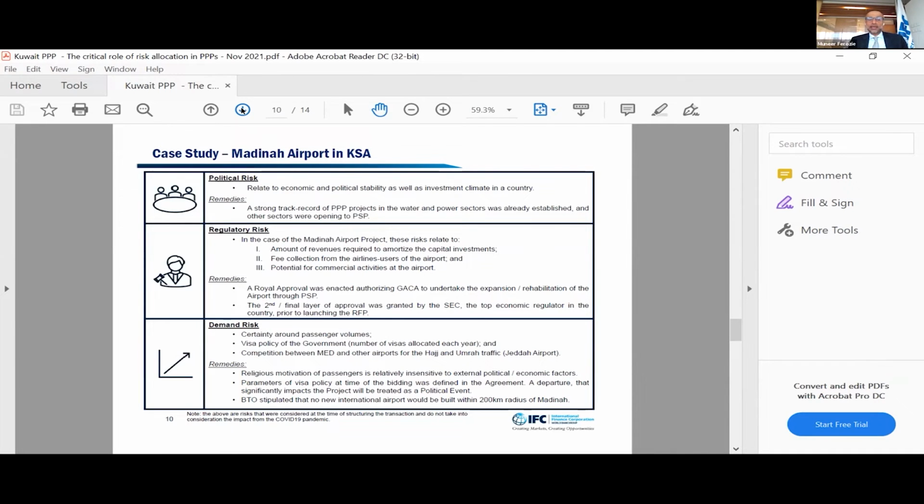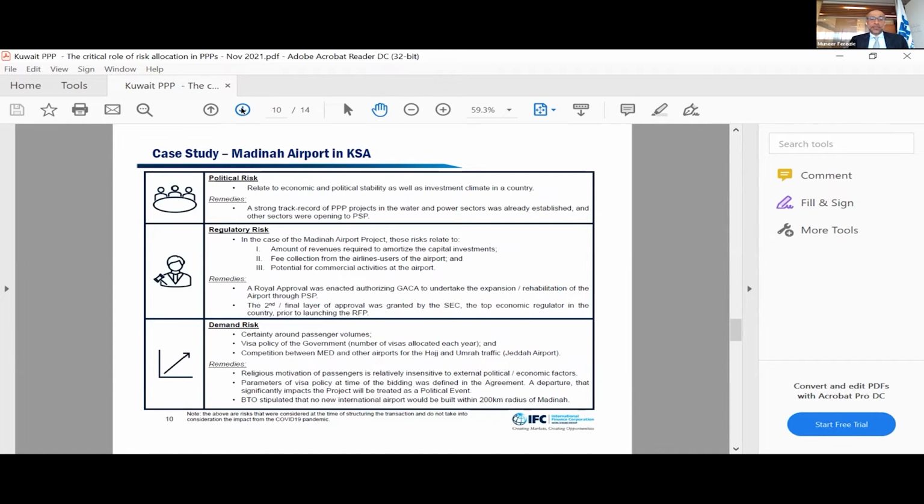A couple of things on that. I think it got the support from the highest level. So first of all, a royal approval through the royal court was obtained by the granting authority, which is General Authority of Civil Aviation, to undertake the expansion of this airport through a private sector participation. And the second, which was a subsequent approval, which was obtained after we structured the transaction and before we went into the market, was through the Supreme Economic Council, which is a top economic regulator at that time in the country, prior to launching, as I said, the RFP or the tender.